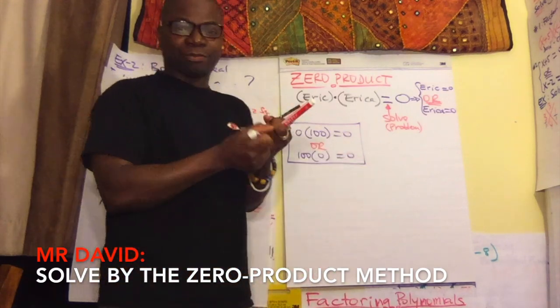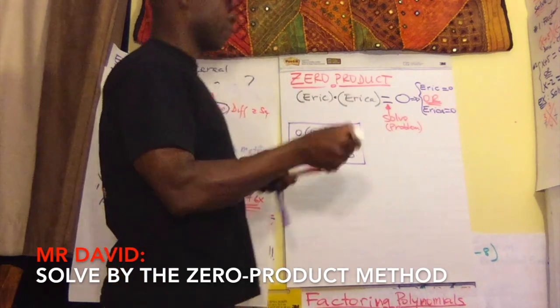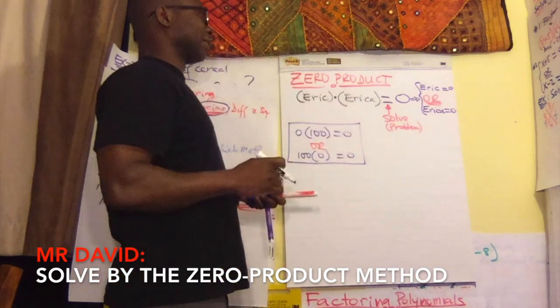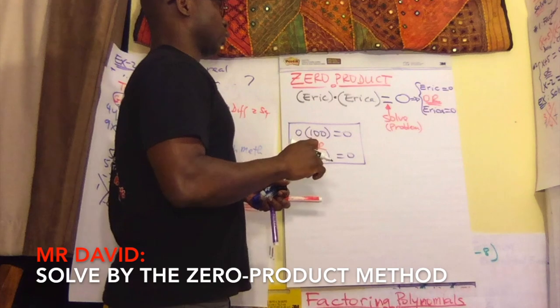Okay, so let's have an example. Let's say we want to solve 3x squared.